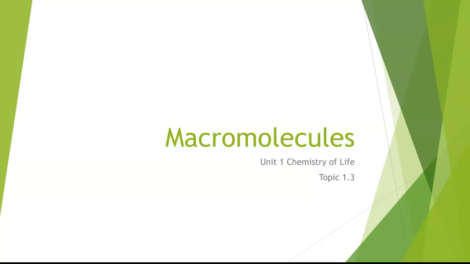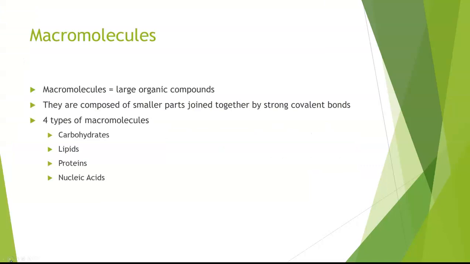Today's lesson is Unit 1, Topic 1.3, Macromolecules. Macromolecules are very large organic molecules. Macro means large. They are all composed of smaller parts that are joined together by very strong covalent bonds. There are 4 types of macromolecules that we're going to learn about: carbohydrates, lipids, proteins, and nucleic acids.